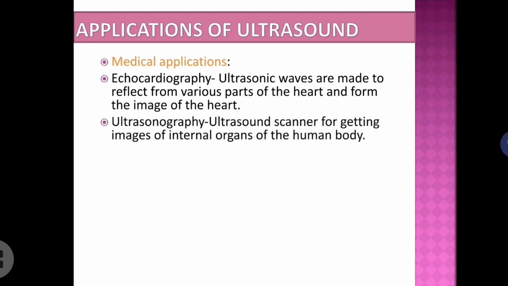That is called echocardiography. Next one is ultrasonography. Here an ultrasound scan is used for getting images of the internal organs of the human body, like kidney, liver, spleen, stomach, uterus, all such internal organs can be scanned using an ultrasound scanner. Another important application is that the development of the fetus in the mother's womb can also be scanned using this technique, ultrasonography.